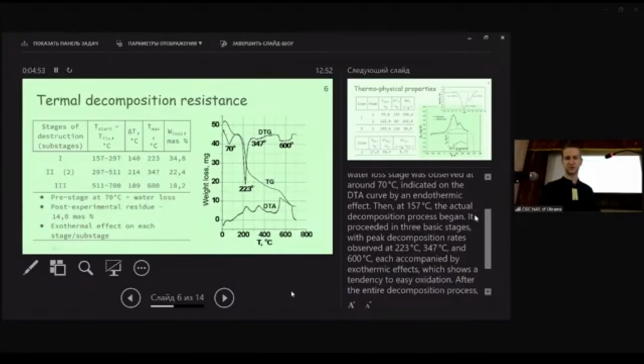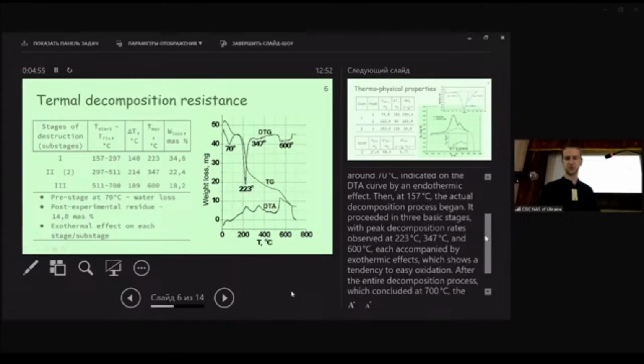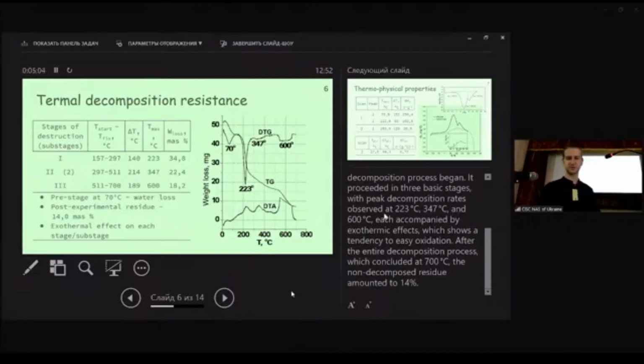It proceeded in three basic stages, with peak decomposition rates observed at 223 Celsius, 347 Celsius, and 600 Celsius, each accompanied by exothermic effects, which shows a tendency to easy oxidation. After the entire decomposition process, which concluded at 700 Celsius, the non-decomposed residue amounted to 14%.